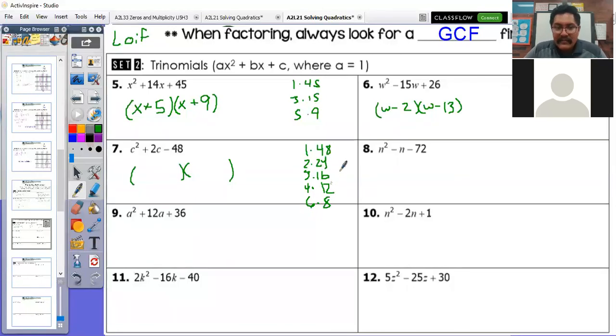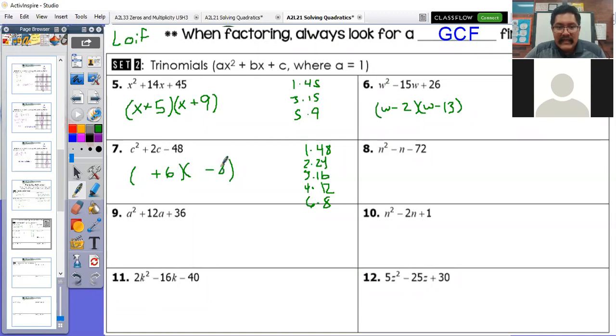And this one's a little bit more tricky because it's a negative. The only way you can get a negative by multiplying, because remember, this is the result of multiplication, the only way I can get negative 48 is if one is positive and the other is negative. So this means that the signs are going to be different, so not the same.